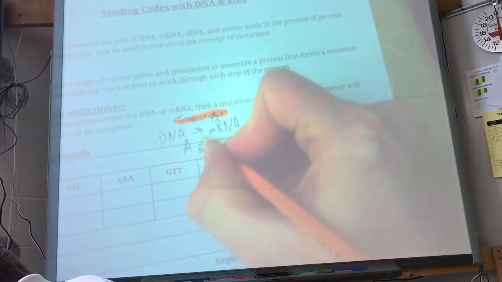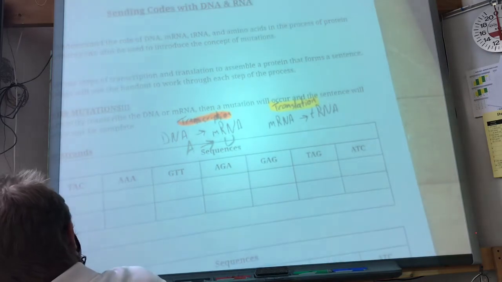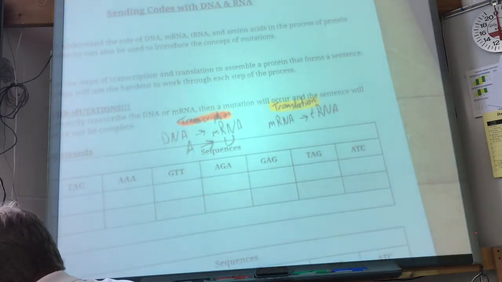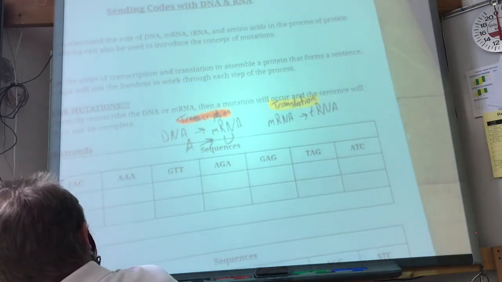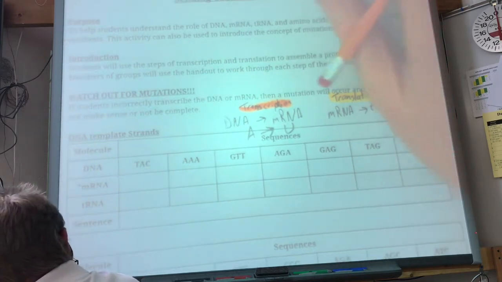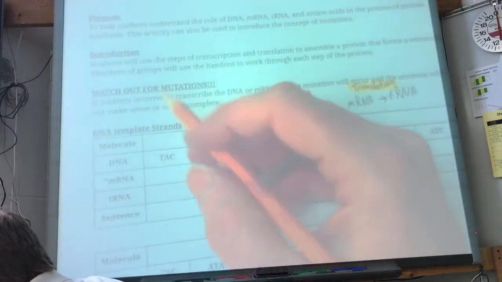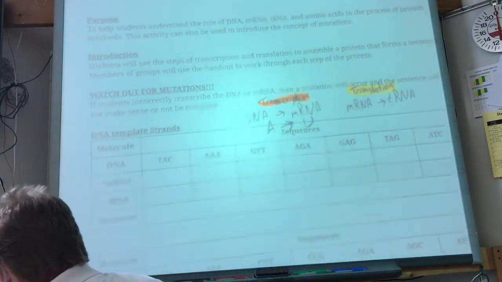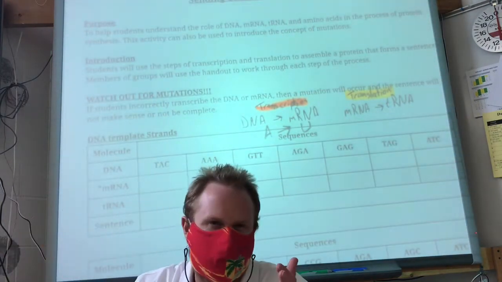that for every A, there's a U. That's the exception here. Now, if there's a mutation, something might not work out. These should hopefully all make sense, but the idea is that we're going to code for a message. So we're going to make sentences.